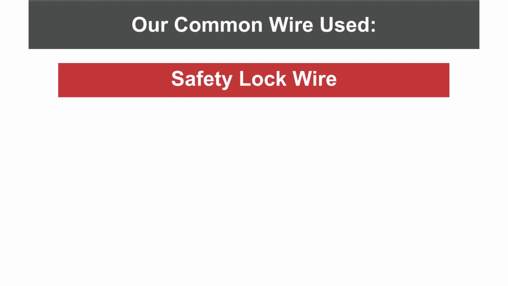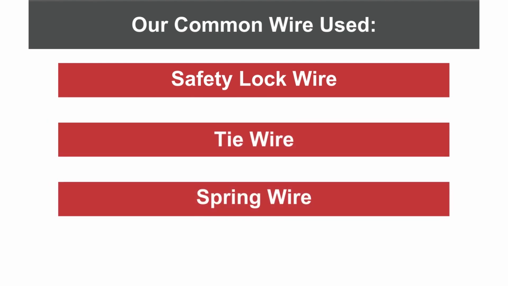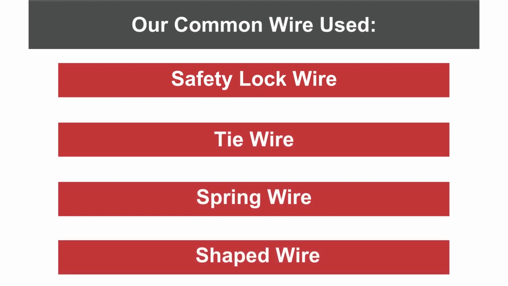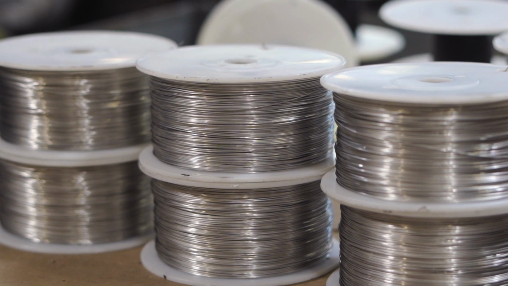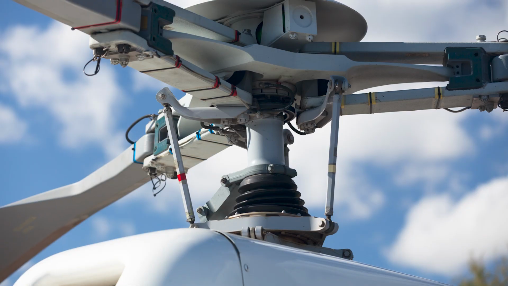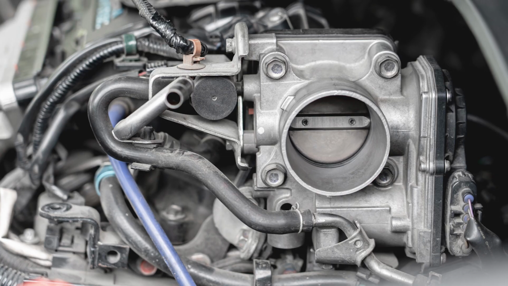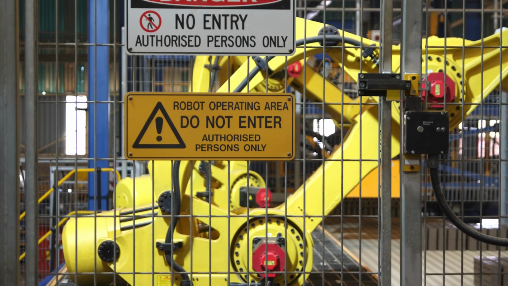Our wire is used in all kinds of applications. A few of our more common types of wire used are safety lock wire, tie wire, spring wire, and shaped wire. Safety lock wire is used in a wide variety of applications where failure cannot occur, such as mission-critical flight controls, throttle assemblies, or safety guards.